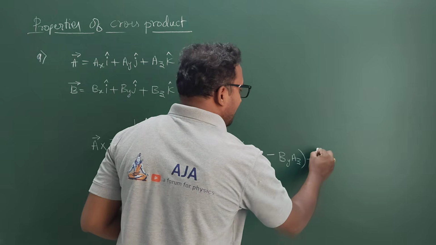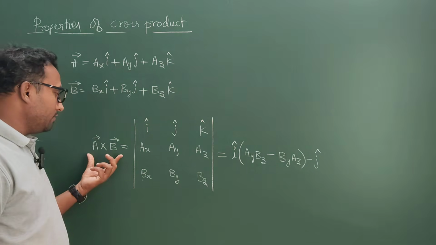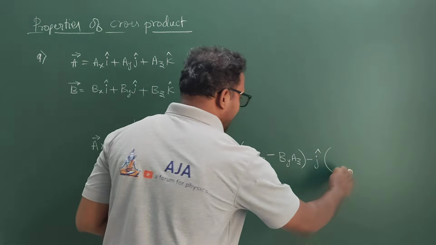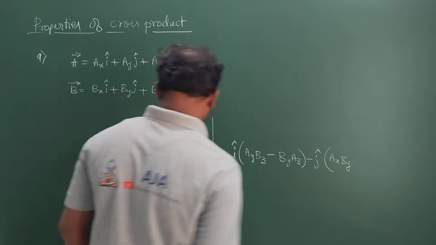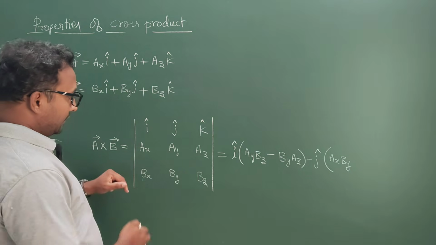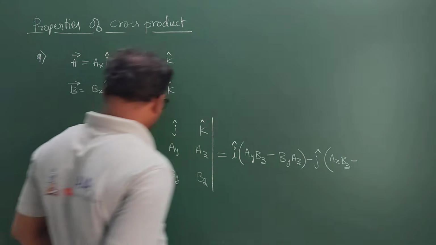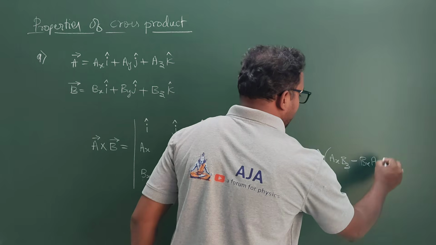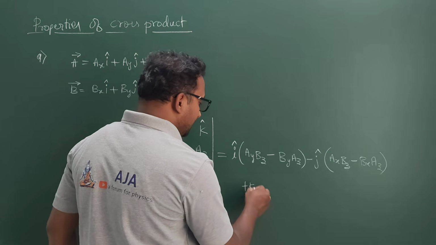Similarly, for the next component I will take minus j, where j is the y component of the cross product of the two vectors A and B. By eliminating this row and column, I take the cross product: ax multiplied with bz, oh sorry, this is ax multiplied with bz, is it not, and minus bx multiplied with az. And lastly, I will write here plus this k cap.